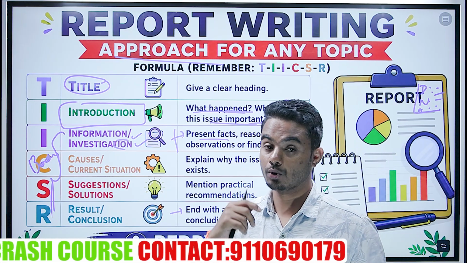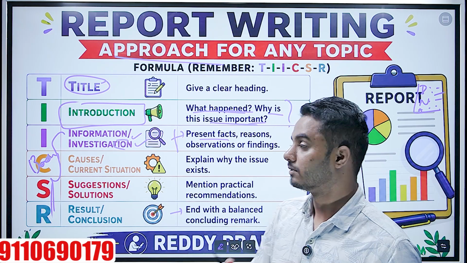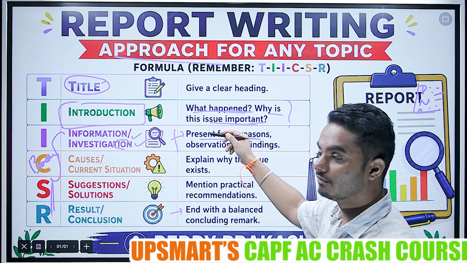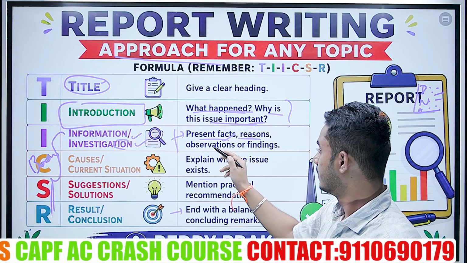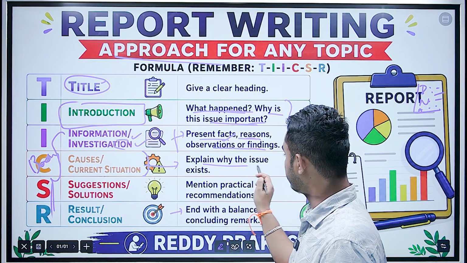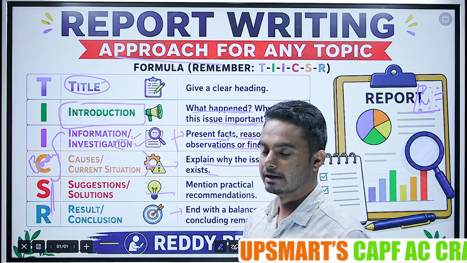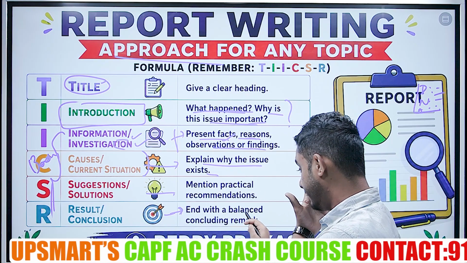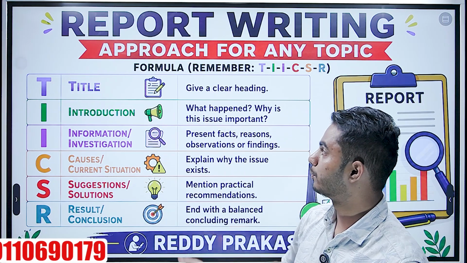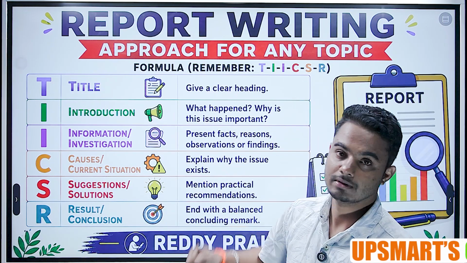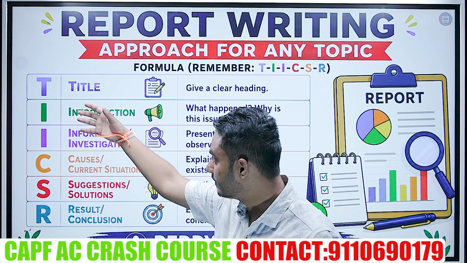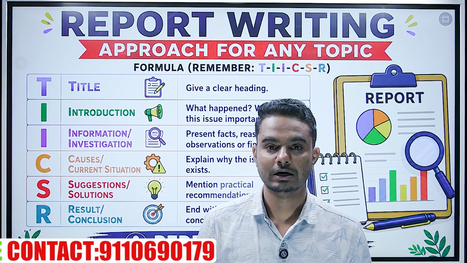Even if you don't get it, don't worry, don't at all worry. Approach the report as a report is written. Present the facts, reasons, that is what, how, where, reasons, that is again how, observation. Next you go to causes, again why aspect, explain why the issue exists, suggestions if you have any, and in the conclusion end with a balanced concluding remark or give the suggestion as the conclusion. This can be your approach. Remember this formula, TII-CSR. Anyways, you'll remember CSR. TII is something you can remember. Remember this formula. Write it down as an aspect of report writing. Fine.